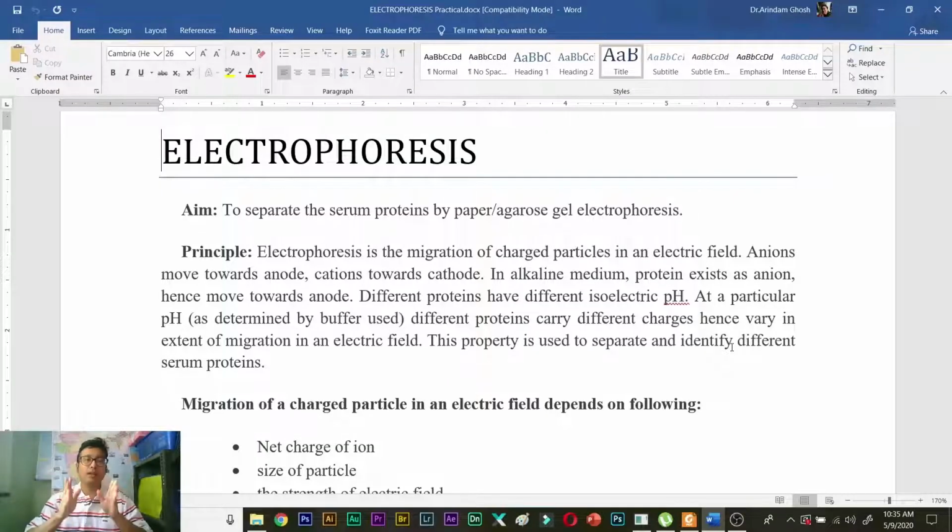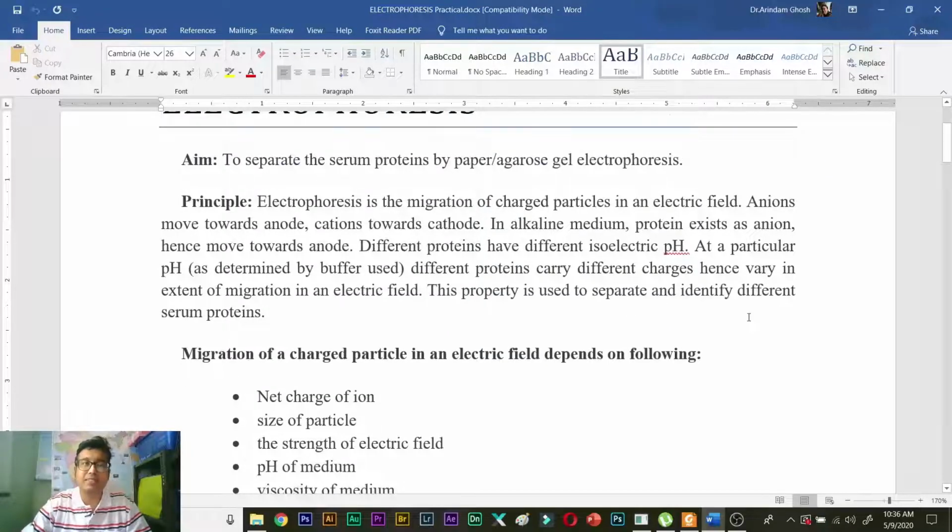The aim of the experiment is to separate serum protein by paper or Agarose gel electrophoresis. It will not be both, it will be either one. It can be agar gel electrophoresis too.